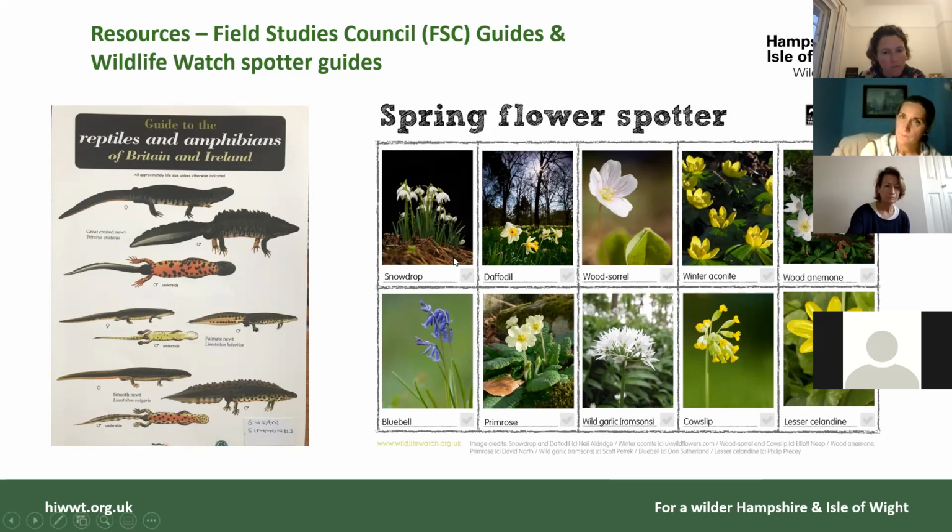Something else that's quite nice to use are these spotters guides, which again are produced by the Wildlife Trust. These are Wildlife Watch spotters guides, and there are a whole load of them online. And in fact, you can produce your own, depending on which species you have in your school grounds. You can make your own spotters guide online and print that out for the children to use when they're in the school grounds to see what it is that's there, what they can find.